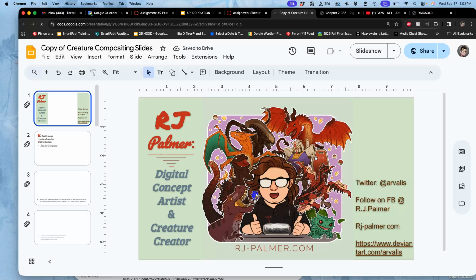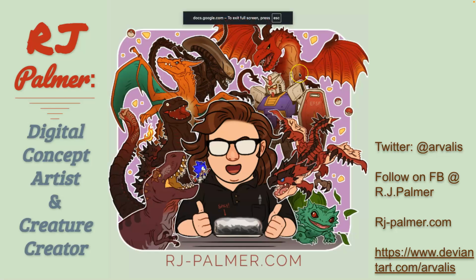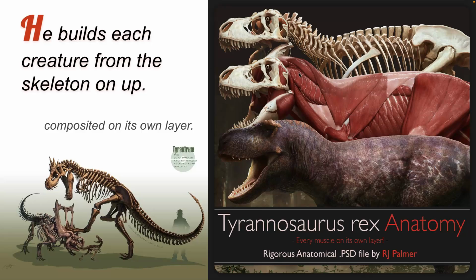Here is how concepts for creatures are designed using a knowledge of compositing in other people's pixels. And this is using the work of R.J. Palmer. Now, R.J. Palmer was just a student like you guys, interested in digital art, interested in creature design, wanted to work for video games, animation. And as a personal project, he wanted to try to create very realistic 2D images of dinosaurs.